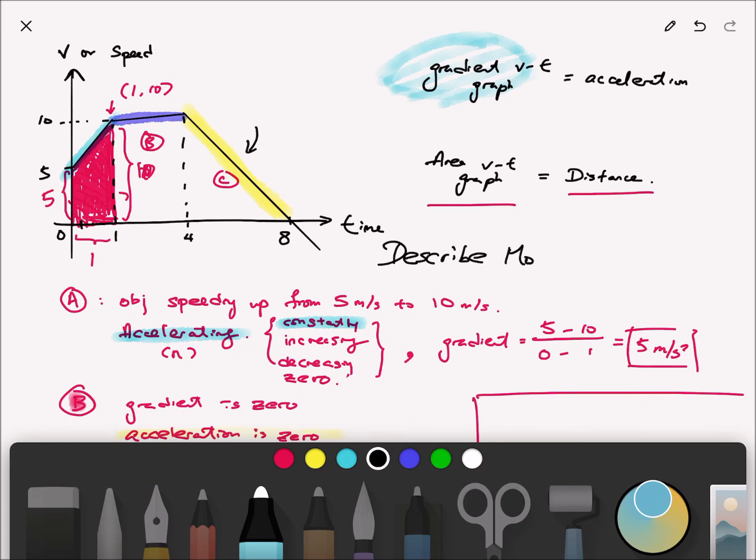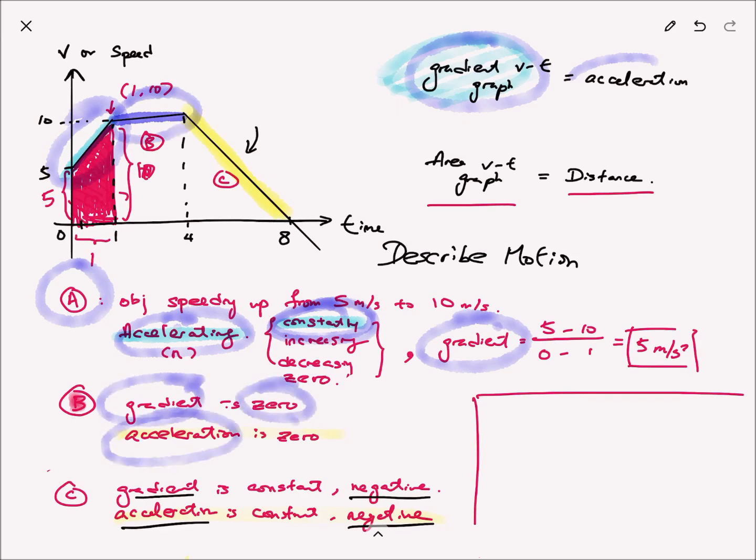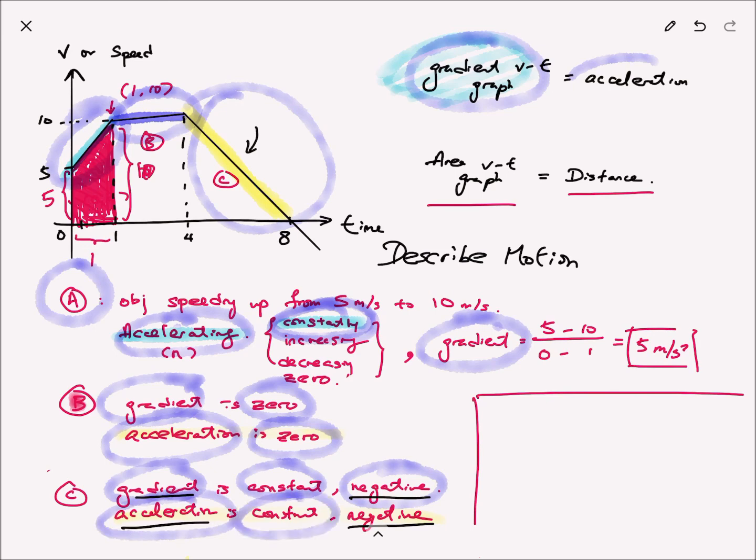For example, the question could ask you, can you describe the motion in A? And then you are supposed to look at the gradient. If the gradient is constant, like here in A, you say that the acceleration is constant. If you see that the gradient is flat, like in B, you say that the gradient is 0. It means acceleration is 0. If you see that down here the gradient is in the negative direction, and it is still a straight line, you say the gradient is constant and negative, so it means that acceleration is constant and negative, and it means slowing down. So that's how you describe motion from a VT graph.